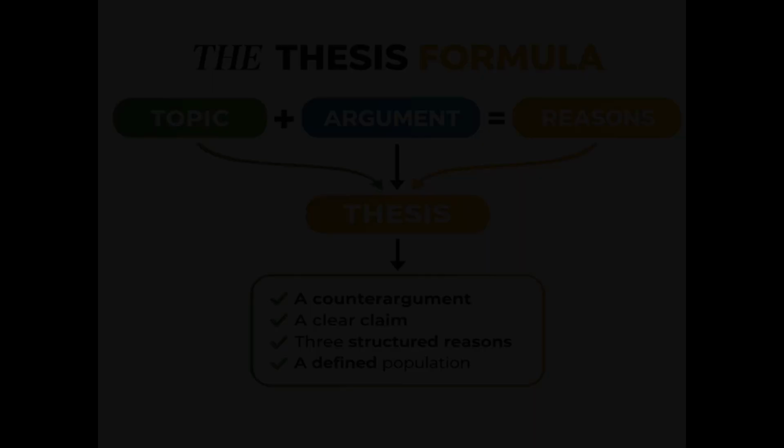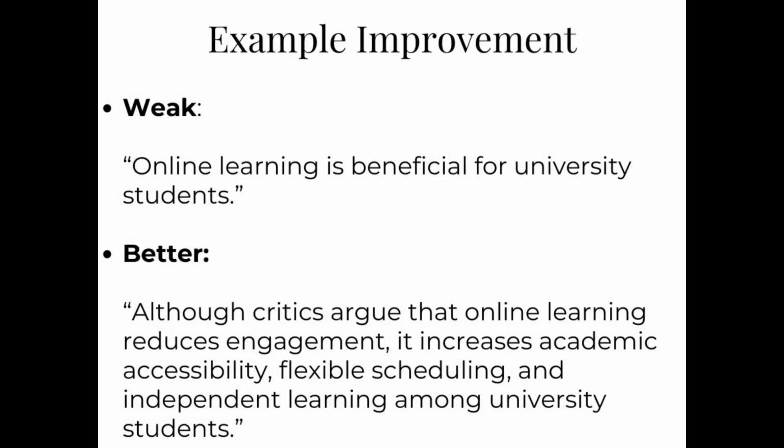Now let us test a thesis. Online learning is beneficial for university students. Is this strong? Not quite. It remains too broad. Let us refine it. Although some critics argue that online learning reduces student engagement, it increases academic accessibility, promotes flexible scheduling, and supports independent learning among working university students. Now we have a counter argument, a clear claim, three structured reasons, a defined population. This is specific. Specificity is power in academic writing.